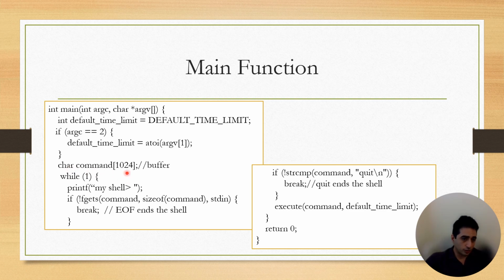Then I have a placeholder for my command. 1 kilobyte is enough. Then I have an infinite while loop, while true or while one, that is going to keep running as long as the user enters a new command other than the quit command. I will first print my shell prompt so that I tell the user that they should write some command. Then I use fgets to get the command from the user. Fgets gets three parameters: command, size of command, and the standard input stream. If the user enters control D, which is the end of file, then I'm going to break out of the while loop and end the program. If the user enters quit, then I have to break the while loop and exit the shell. Otherwise, I'm going to call this function.